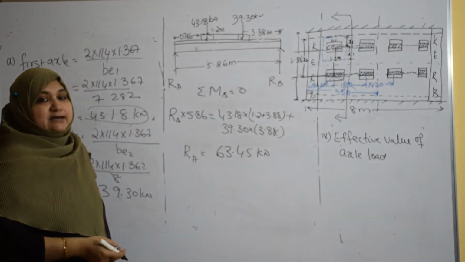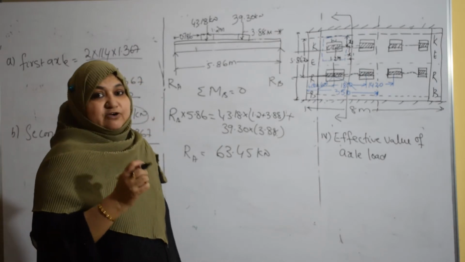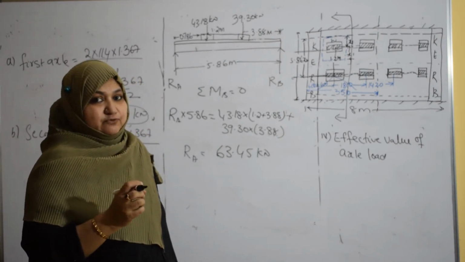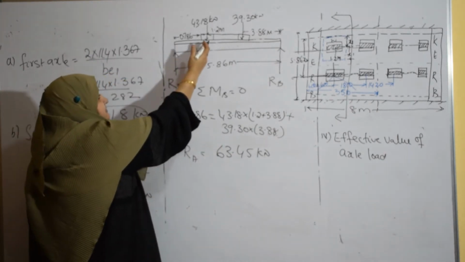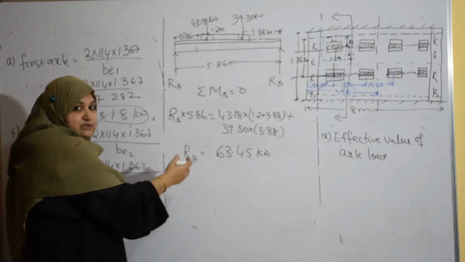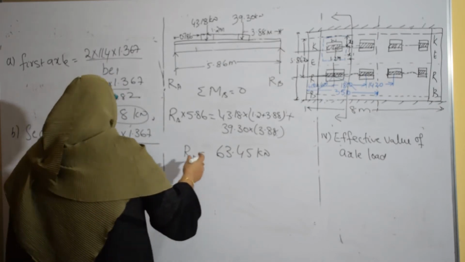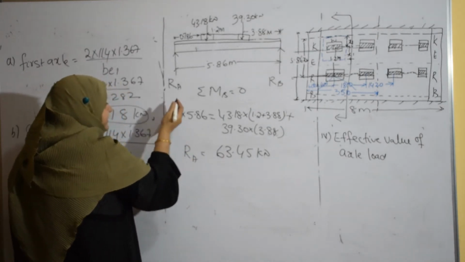If you want, you can calculate it, otherwise there is no need, because we are going to check for maximum shear force. So if you see RA and RB, RA is maximum because the wheel is nearer to support A. So this is the value of maximum shear force due to live load and impact load. Now you can write VA or RA.